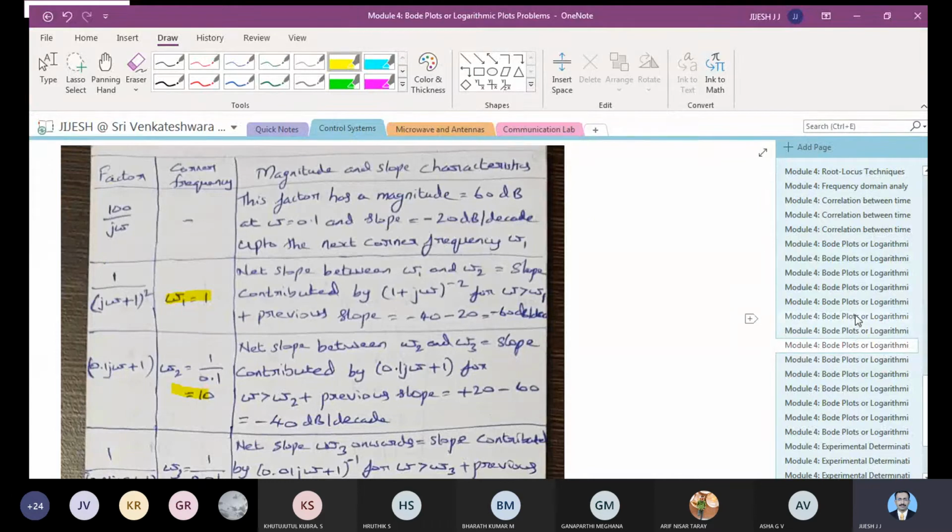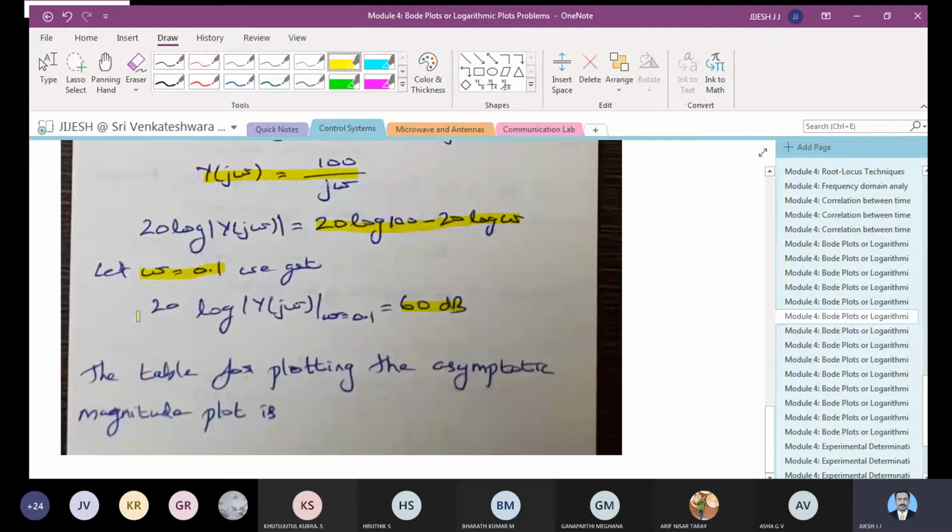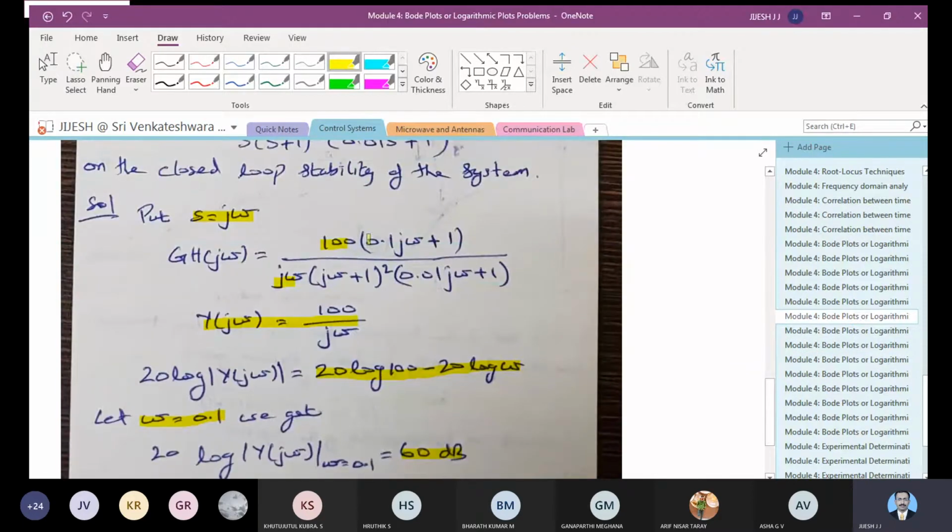You can see that there are three terms here. If you go back to the problem, what are those terms? It is 0.1 j omega plus 1 in the numerator, (j omega plus 1) squared in the denominator, and 0.01 j omega plus 1 in the denominator. For the first term we have already taken 100 by j omega, and we got 60 dB. So we got the first point there. Still the plot is to be carried out.